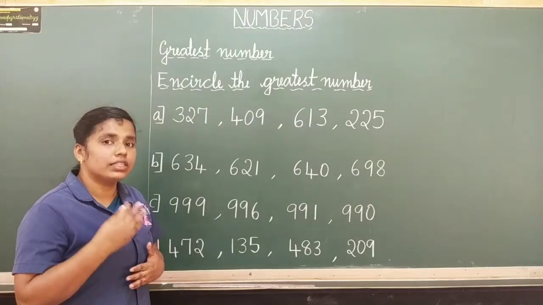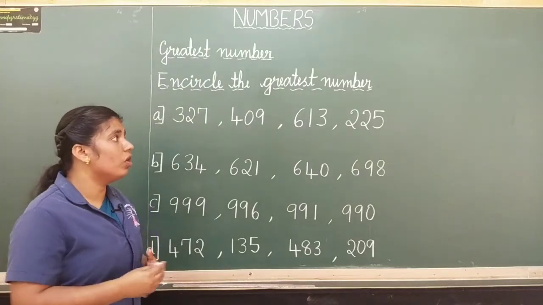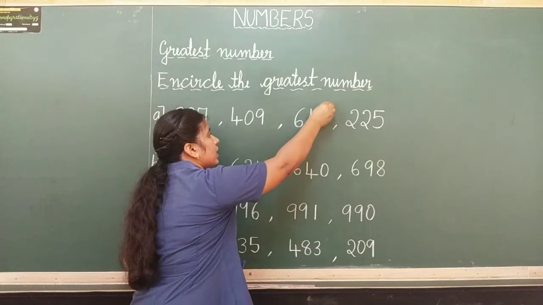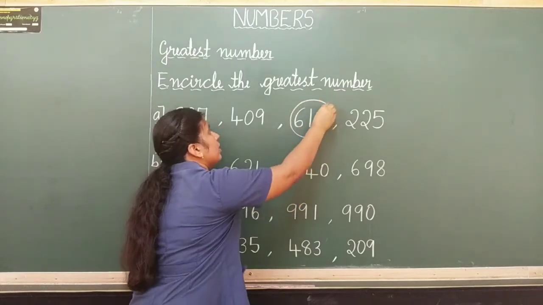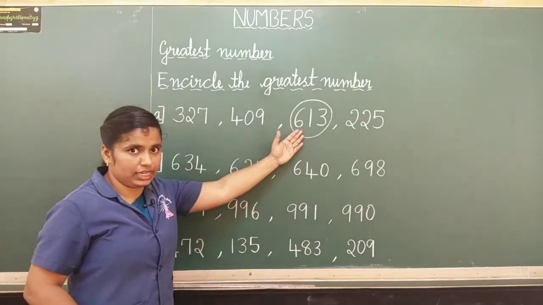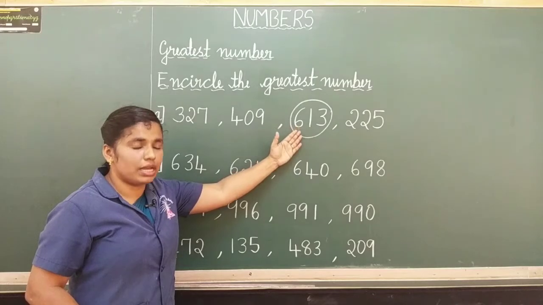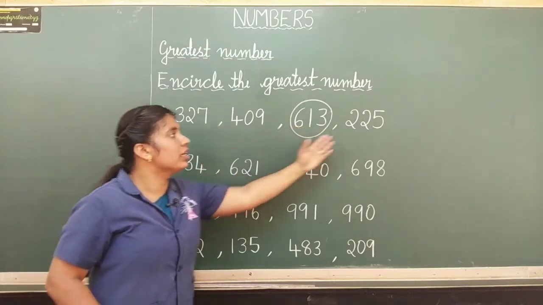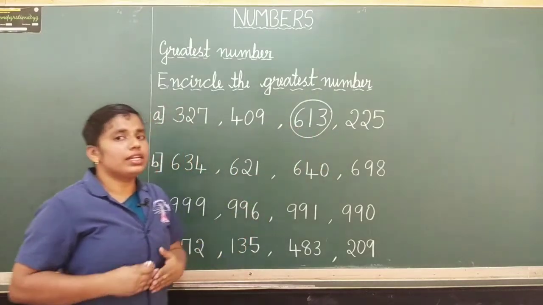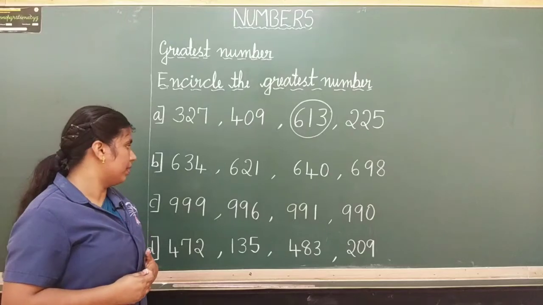6 is the greater number. Therefore, 613 is the greatest number comparing to these numbers. Let us move on to the next example.